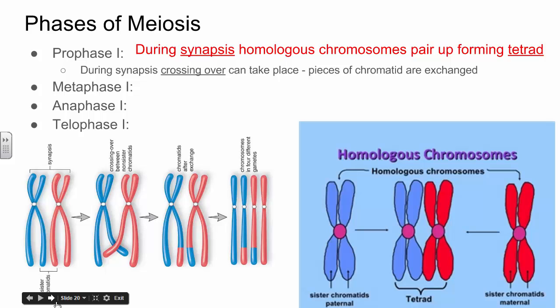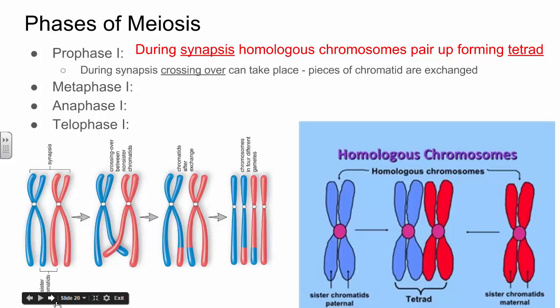Then we have these homologous chromosomes. They're similar to each other, but they are not identical. Homologous chromosomes contain the same kind of information. The chromosomes are the same size. The centromere is in the same place. But they're not identical. They have genes for the same sort of traits.